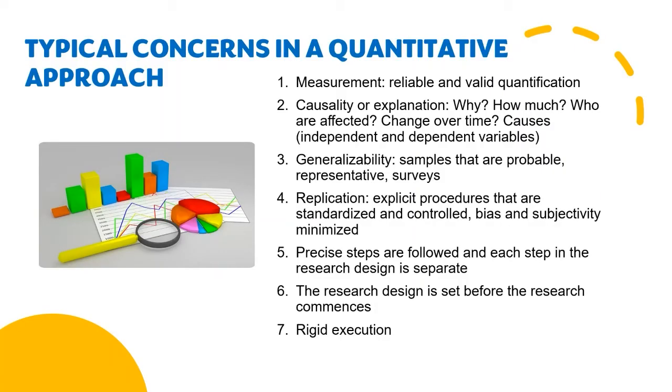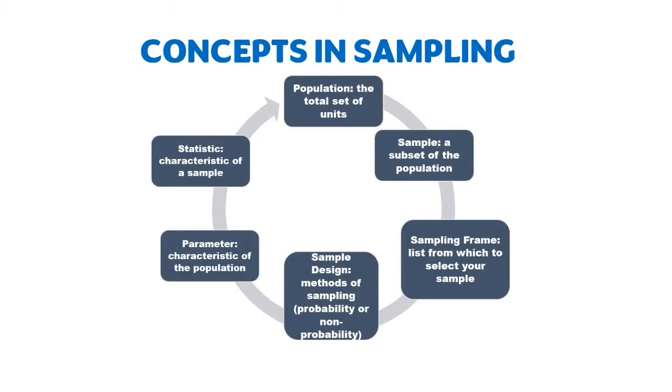Typical concerns in quantification are that we need to look at reliability and validity. We look at explanation, why, and generalizability, always back from your sample to your population. Replication: somebody could replicate your study, and if they follow the same steps, they need to find the same outcomes. Precise steps are followed. There's a lot of rigor in our execution.